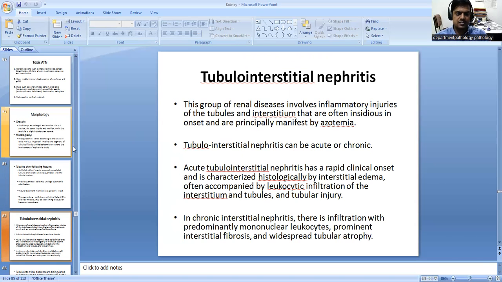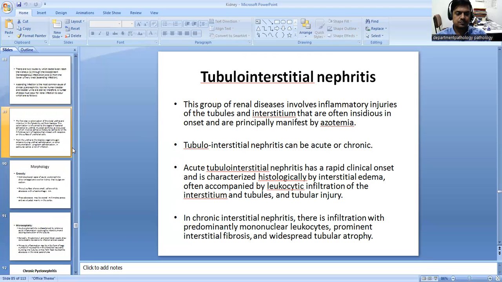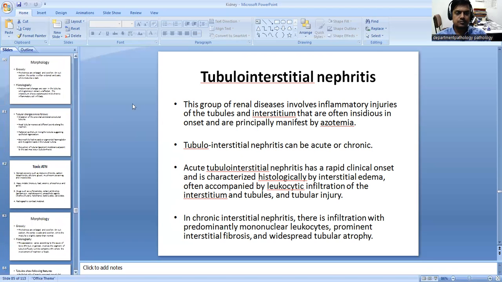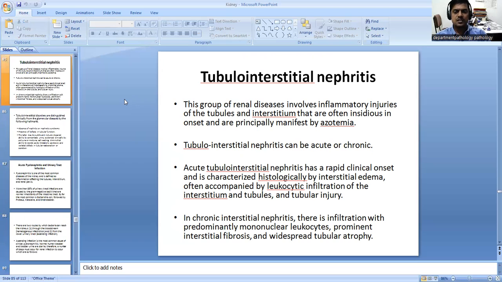Tubulointerstitial nephritis. This group of renal diseases involves inflammatory injuries of the tubules and interstitium that are often insidious in onset and are principally manifest by azotemia. Tubulointerstitial nephritis can be acute or chronic.